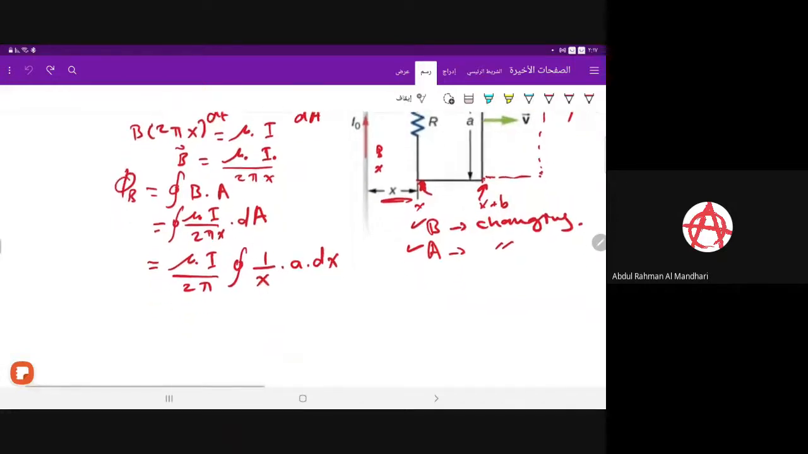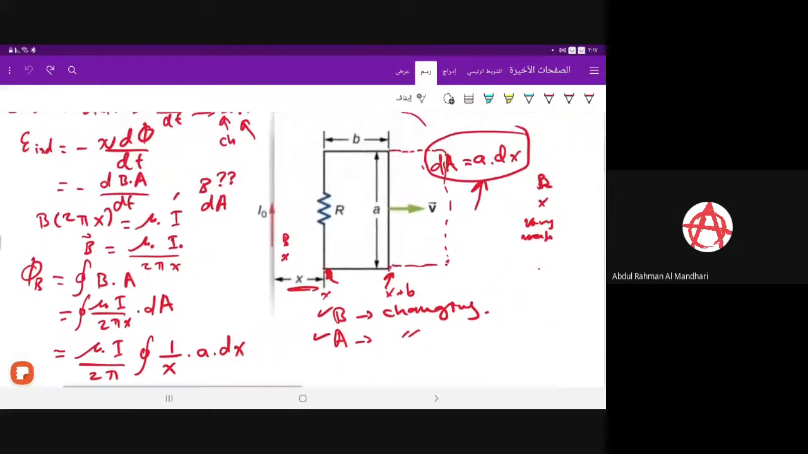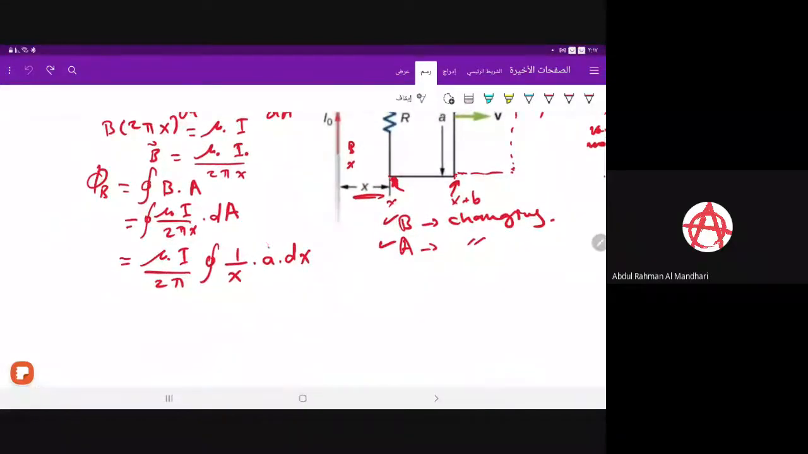A is also constant because A is the length of the rectangular circuit. So we can take A from there and put it here. Okay? So this is again phi B equals mu naught I over 2 pi into A. Okay? And the integral will be 1 over x dx.